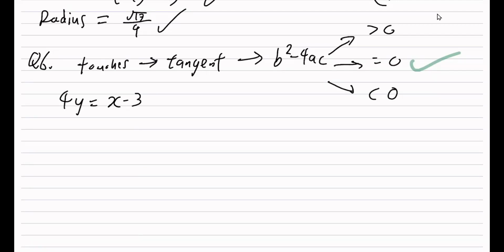4y equals x minus 3. I think it would be smart to make x the subject here. We can avoid fractions here. So let's call it equation 1. Then we have the second equation, the circle.